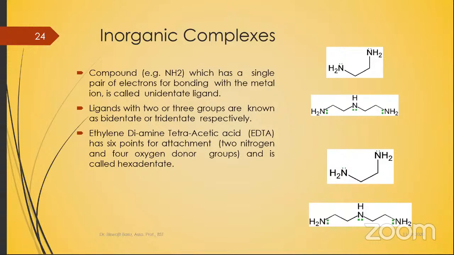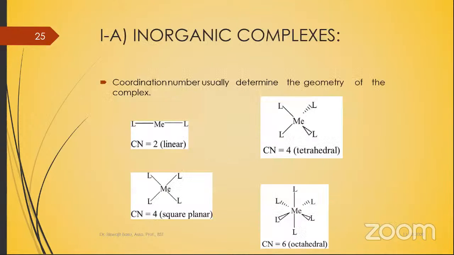Okay, so in this case, the coordination number of cobalt is how much? 6. So the trivalent cobalt ion has a given electronic configuration in the ground state. In the case of EDTA, ethylene diamine tetraacetic acid, it has 6 points of attachment, so it is known as hexadentate. If I give an example, you will understand more clearly. See that?